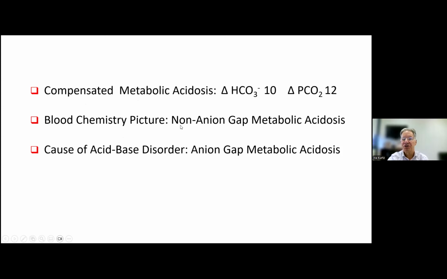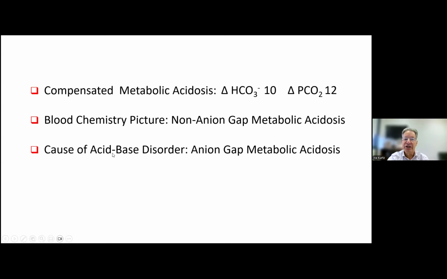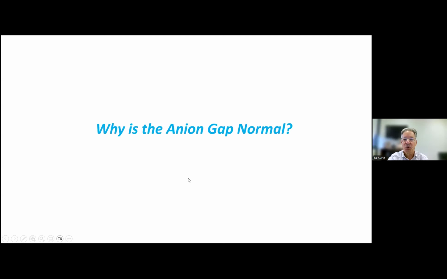But the blood chemistry picture, when we now further want to subdivide this into anion gap or non-anion gap, looks like a non-anion gap picture here, where when we calculate the anion gap, you can see you get 11 here. And that's surprising. We'd expect it to be elevated. We know the cause of the acid-base disorder physiologically is most likely an anion gap metabolic acidosis. So we have to now try to figure out why the anion gap is not elevated. So why is the anion gap normal is the key question in this case.